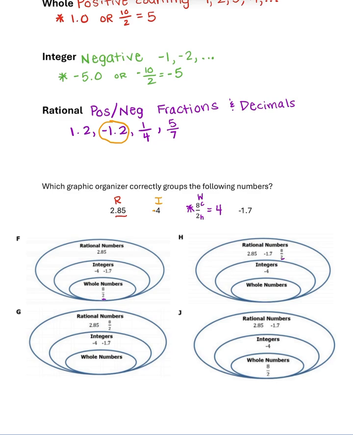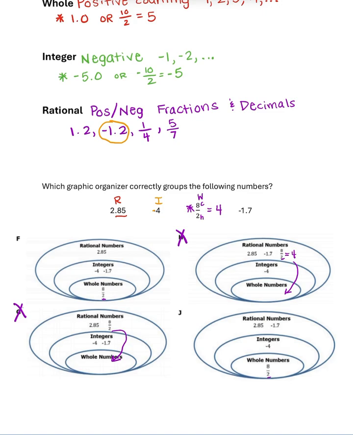On this one, this is where they tried to trick us because you think fraction is rational, but that really equals 4, so it's supposed to be in the whole numbers. So H is gone. Same thing for G, that should be in the whole numbers. And then in this one, again, it's in the correct spot. So now we're between F and J.